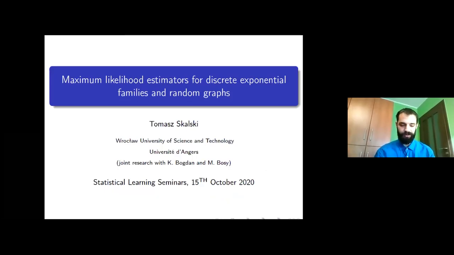But today's talk will be about maximum likelihood estimators for discrete exponential families and random graphs. It's mostly based on a joint paper with Professor Krzysztof Bogdan from Wrocław University of Science and Technology, and Michał Bosy, who is working now at University College London.